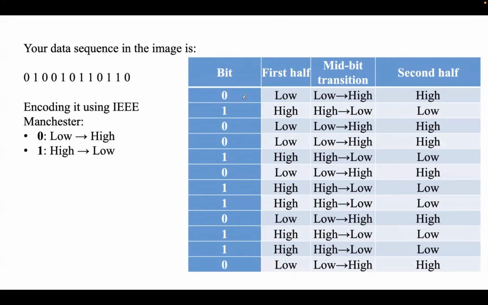So if the binary value is 0, then the first half should be low and the transition should be from low to high. So obviously the second half remains in the high state. Whereas if the bit value is 1, the first half will be high and the transition will be from high to low, and the second half will be low.